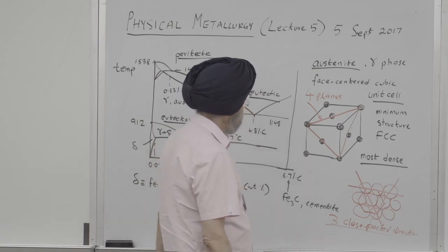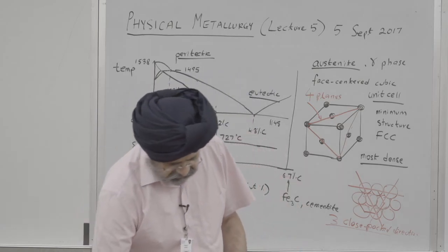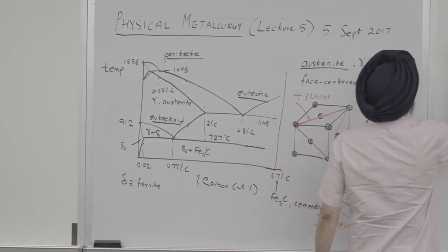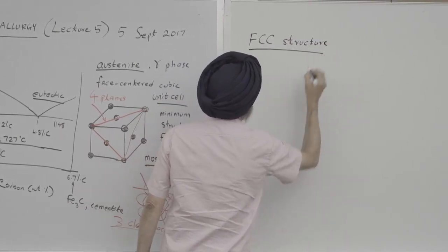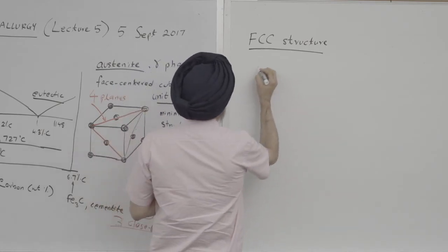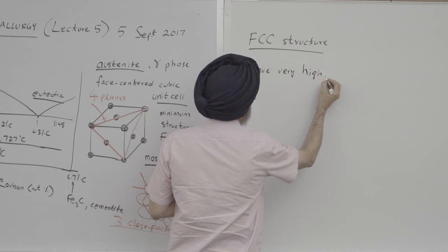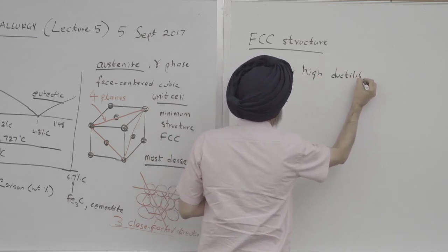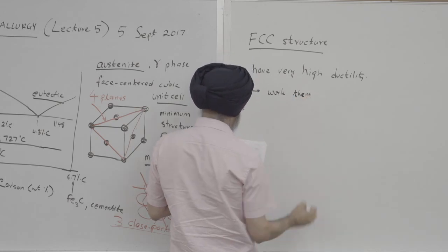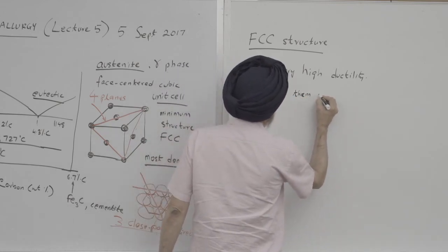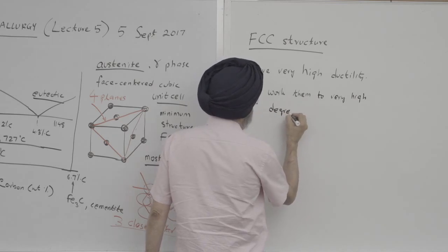So why is this important? The reason this structure is important, because as we go along we learn that the face-centered cubic structure, the FCC structure, is critical to well-being. Without this we can't have civilization, because this makes these metals have very high ductility, meaning we can work them to very high deformation. So we can work them to very high degree of deformation.